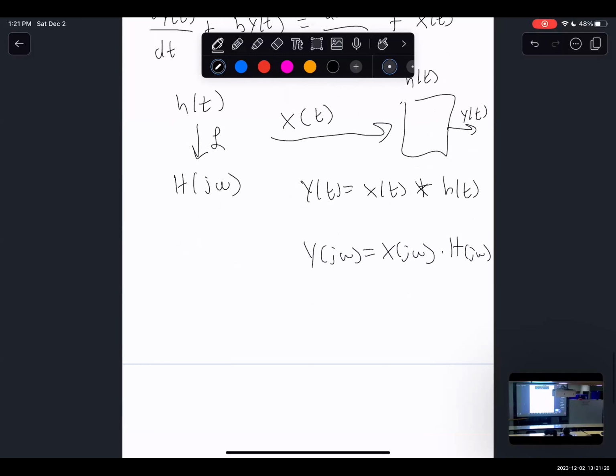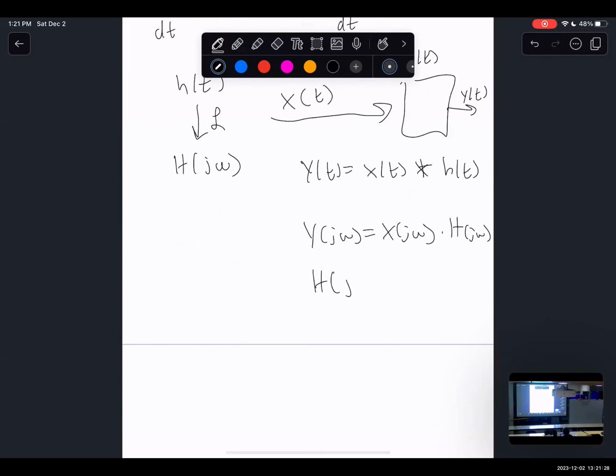Okay, so then we just solve for obviously H of j omega. So we're going to be looking for this. Just to get a little refresher on how we find the impulse response, it's going to be something like this.